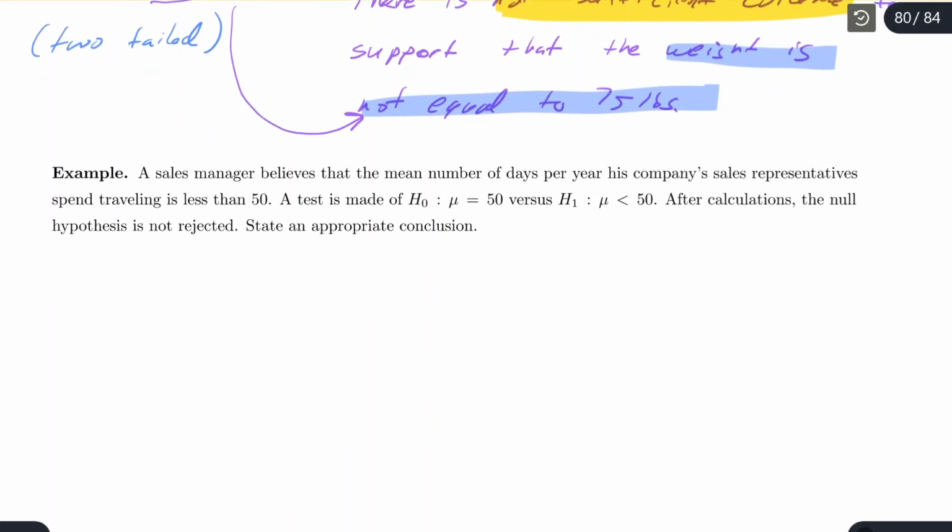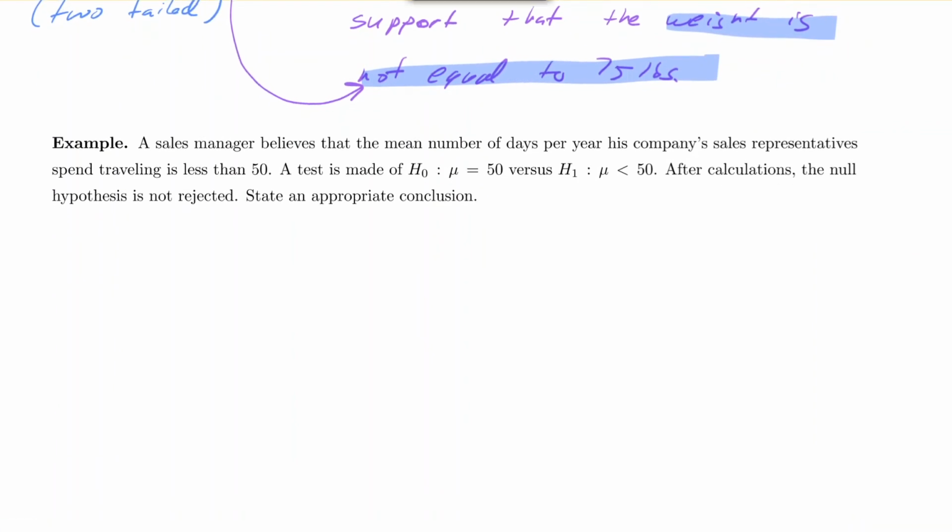So look at this example. Why don't you try this on your own also? Pause the video and try. Okay, so let me go over it. It says a sales manager believes the mean number, or we're doing the mean again, of days per year in his company sales representatives spend traveling is less than 50. So alternative hypothesis, mean is less than 50.